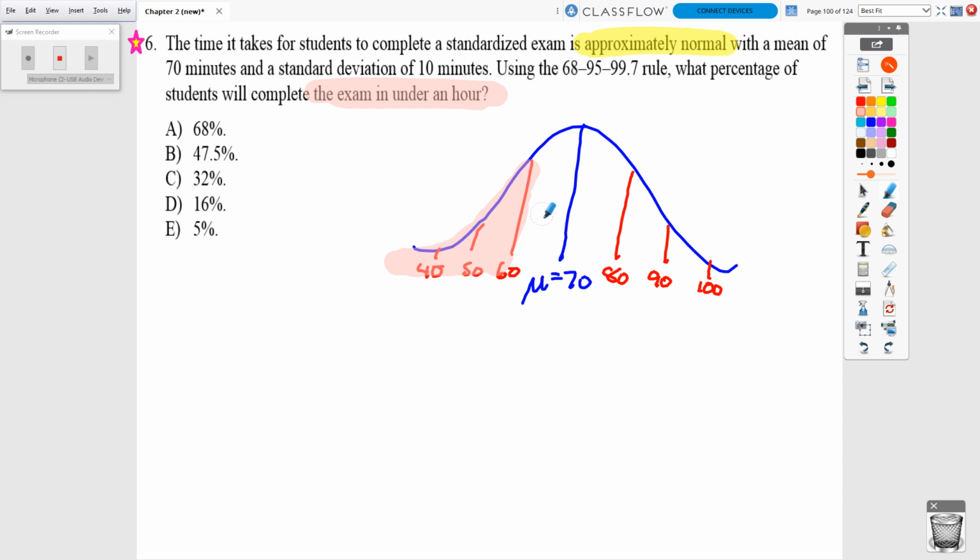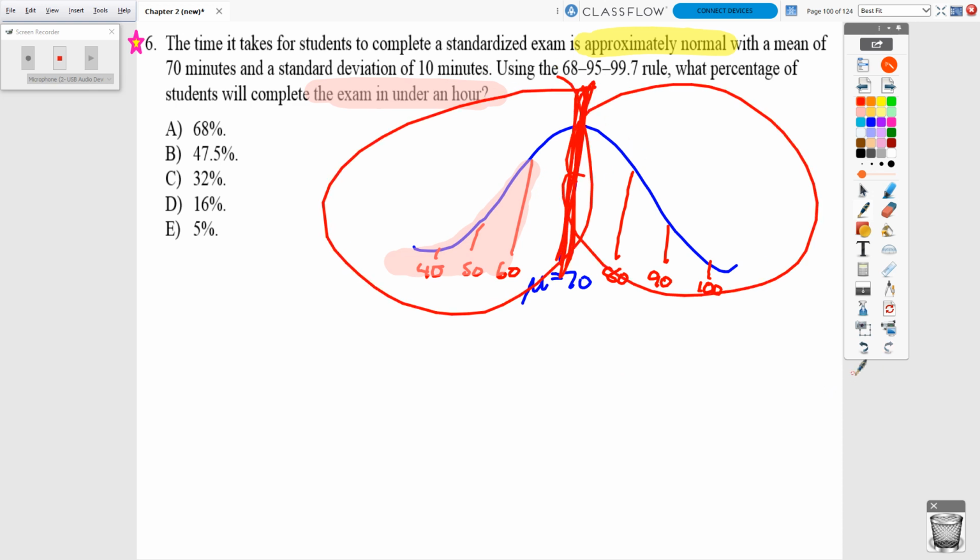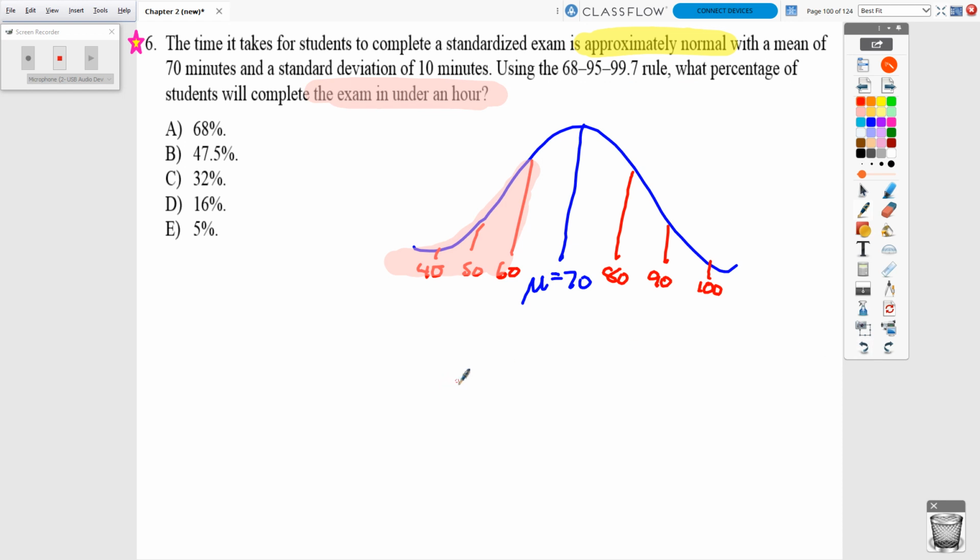Now, looking at our graph, we can tell that that's easily less than half of the curve, right? Because the mean is exactly half to the left of it and half to the right of it. So I know, just by pure logic alone, the answer can't be over 50%. So I can cross off A there. Now, using the empirical rule, you could use normal CDF on this. But I kind of encourage you just to think about and use the empirical rule.